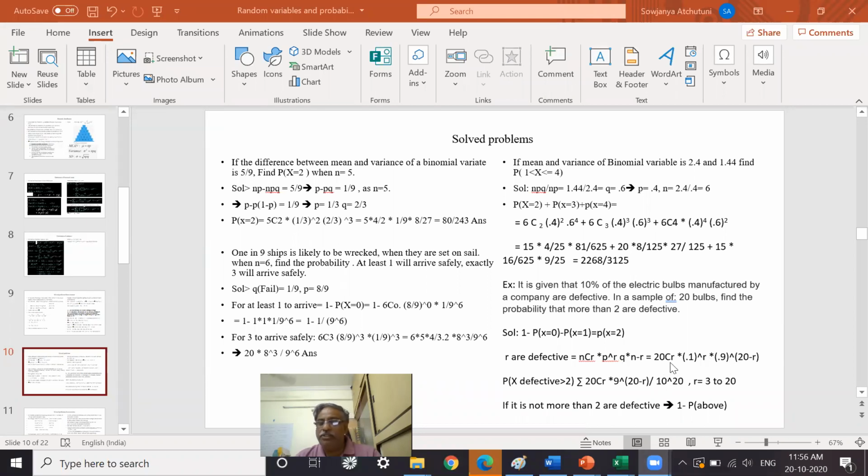So 20C2. What is given is that more than 2 are defective. So I am first finding out 2 are defective. P(x) more than 2 is the sum over r from 3 of 20Cr into 0.9 to the power of 20 minus r into 0.1 to the power of r, with the sum going up to 20.